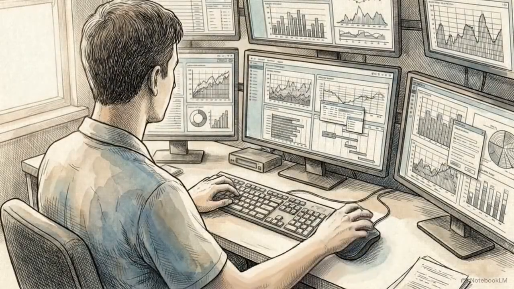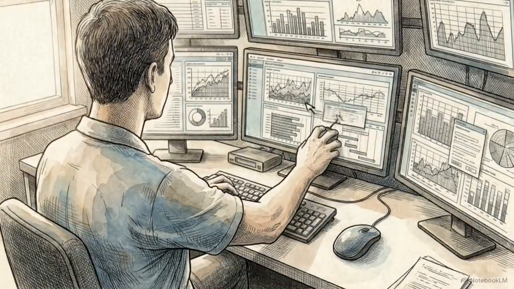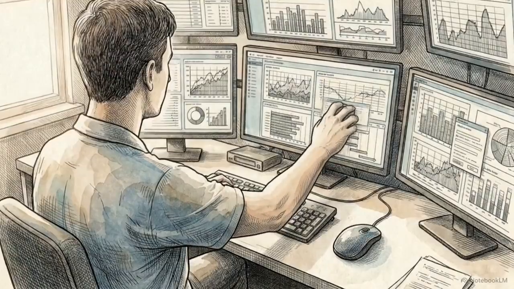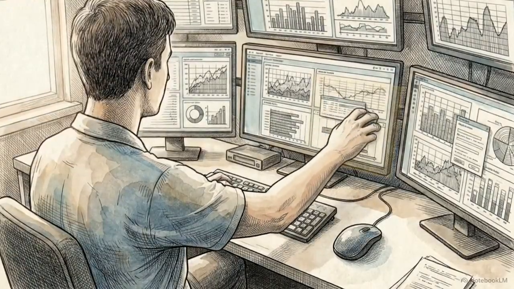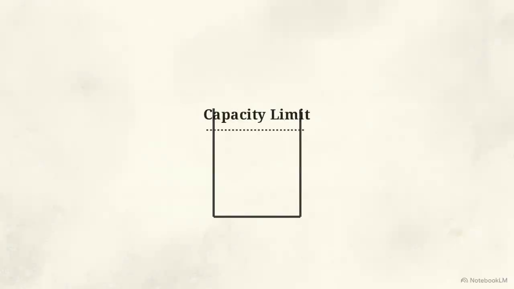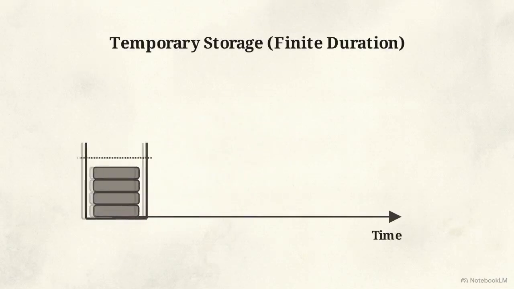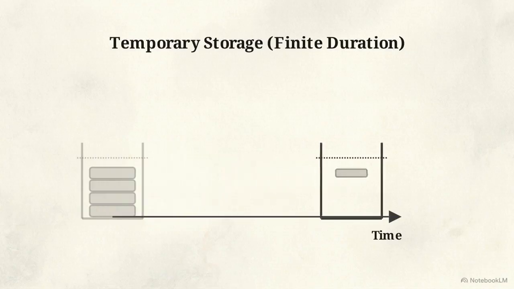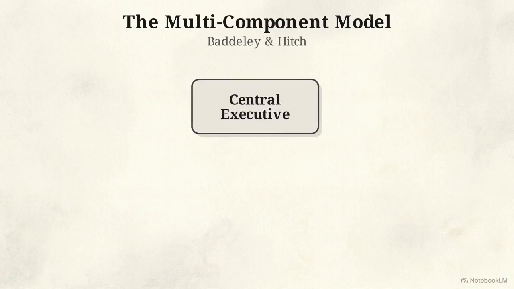Working memory acts as the operational system for goal-directed behavior. It is the active retention and real-time manipulation of information required to execute a task. This system is governed by two absolute constraints: a strictly rigid capacity limit and a finite duration for temporary storage. This is the multi-component model proposed by Baddeley and Hitch.